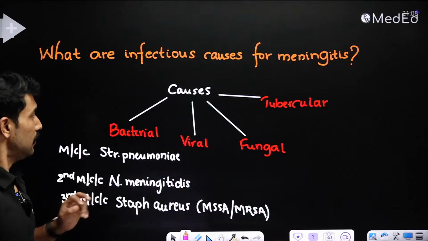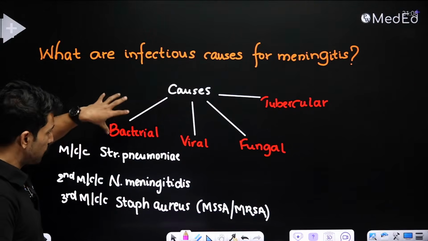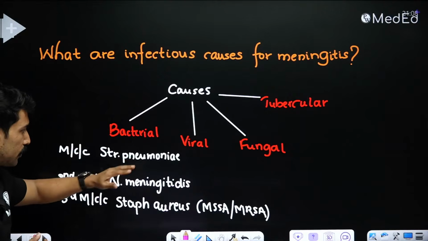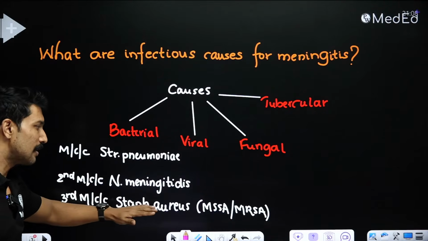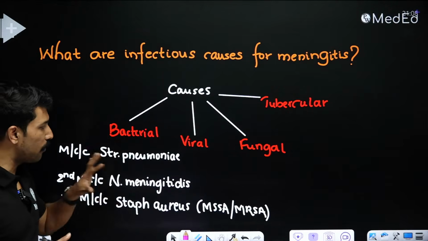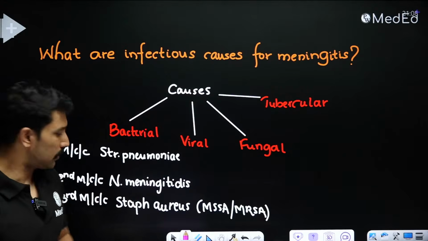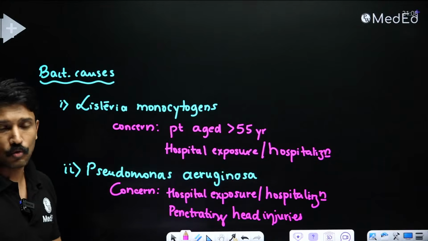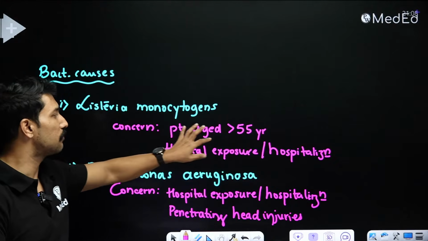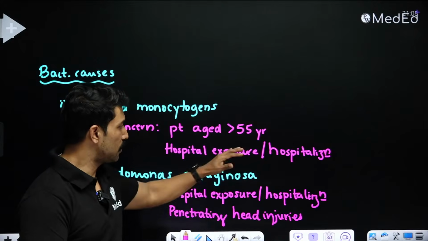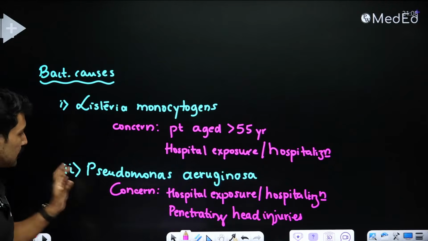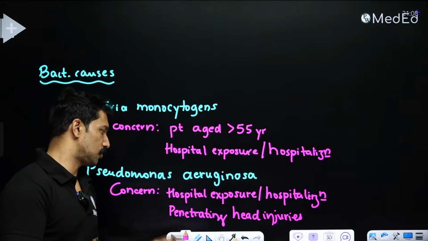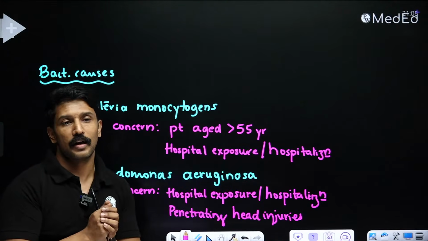So let me summarize again. The causes for meningitis could be bacterial, viral, fungal, or tubercular. Among the bacterial, the pneumococci is the most common cause, followed by meningococci, followed by staphylococci. These are common organisms. But apart from that, selected individuals are prone to develop infections by some not so common organisms like Listeria monocytogenes if the individual is more than 55 years old or had exposure to hospital recently. Similarly, Pseudomonas aeruginosa if the individual had hospital exposure or hospitalization recently, or if there was a penetrating head injury.